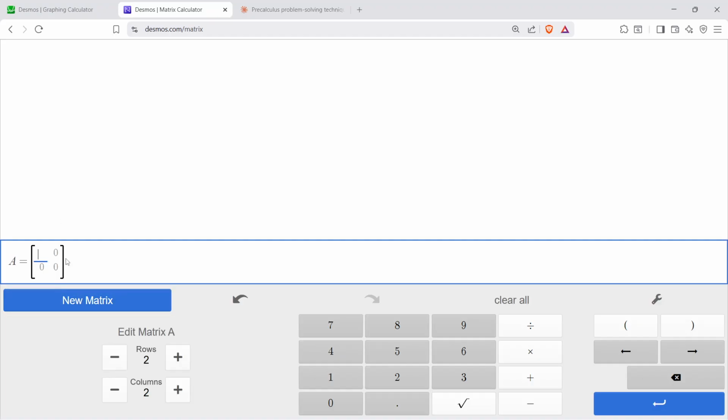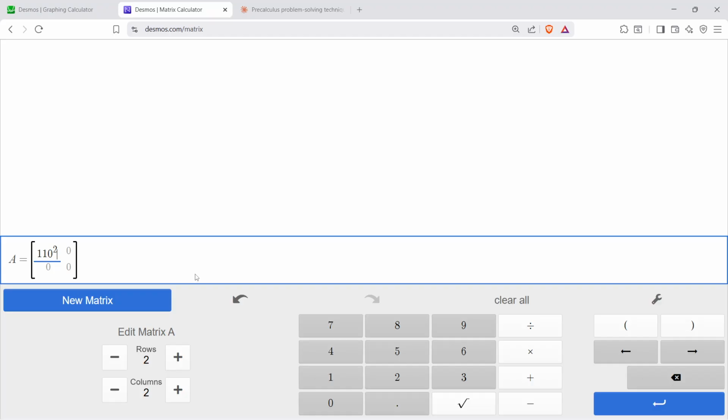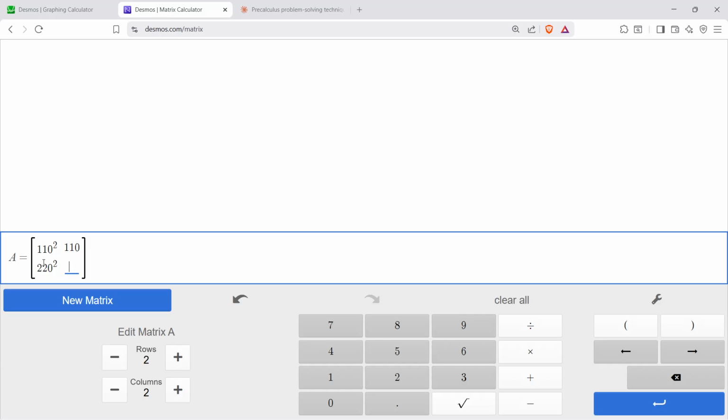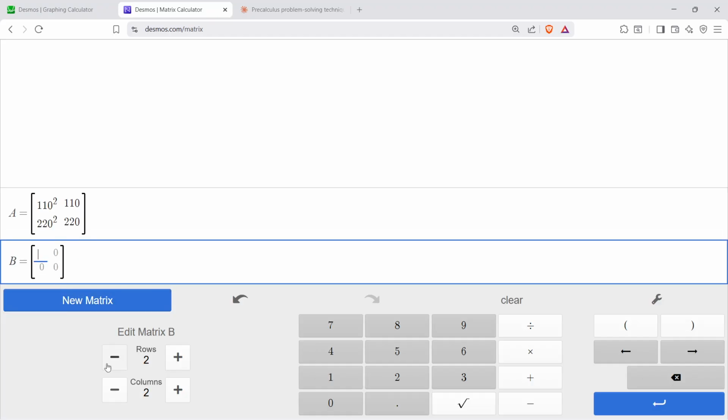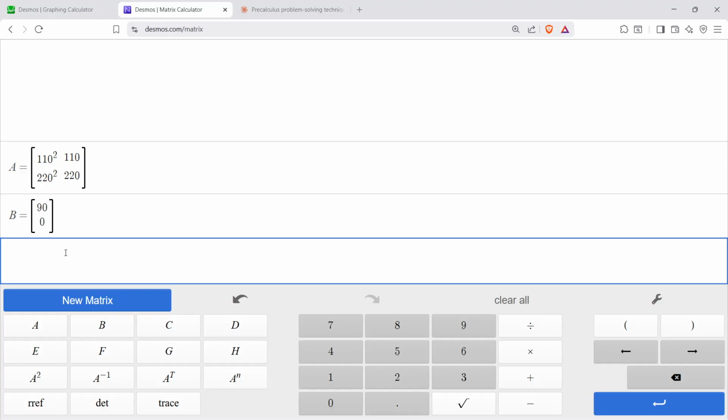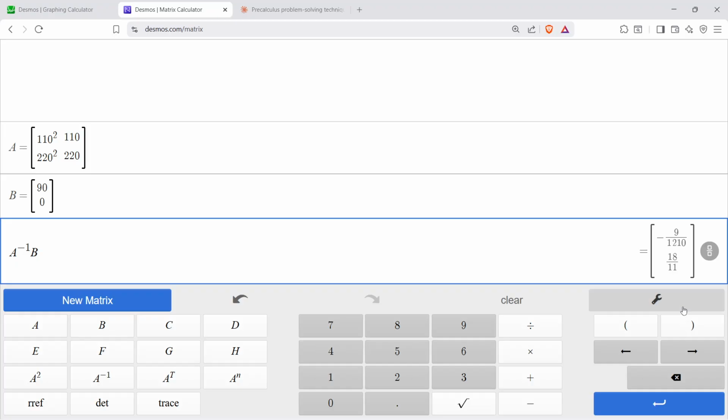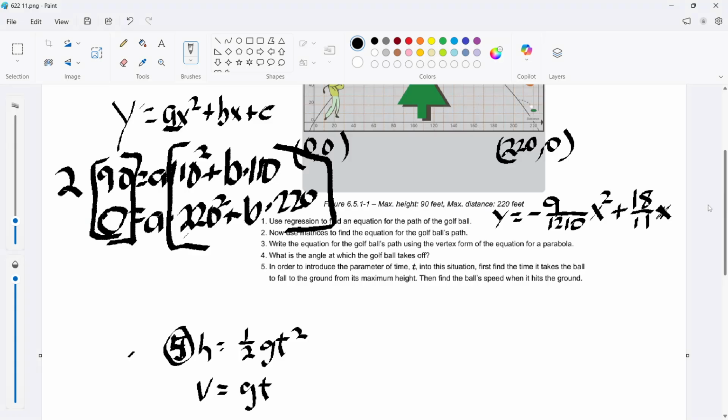So I want a new matrix. A is a 2-by-2, and I've got 110 squared, 110, and then 220 squared, 220. And then I'm going to make a new matrix, my B, which has to be a 2 by 1, and it's 90 and 0. Those are the solutions. And then I take the inverse of A multiplied by B. Notice I get decimals, but it's the very same fractions: negative 9 over 1210, 18 over 11.